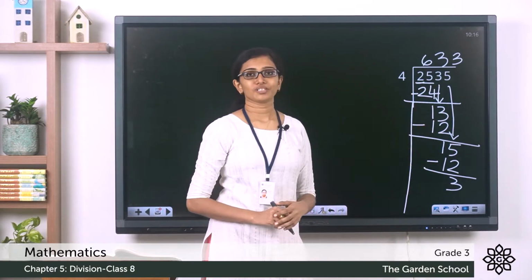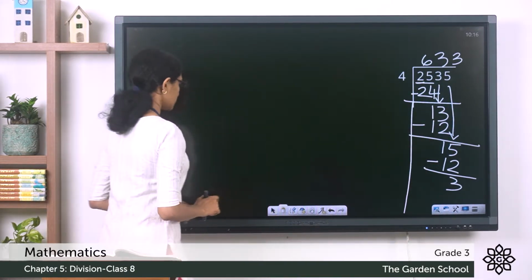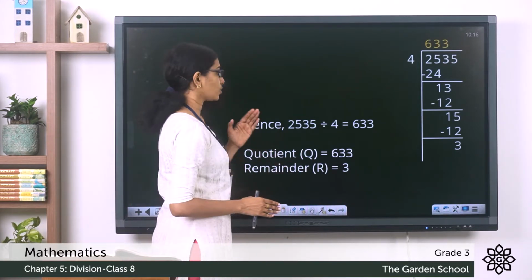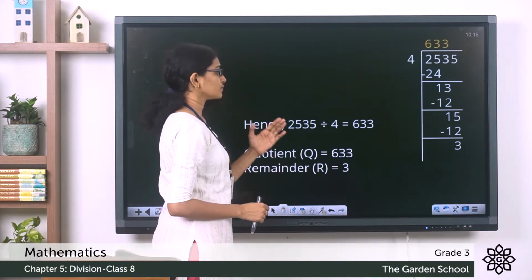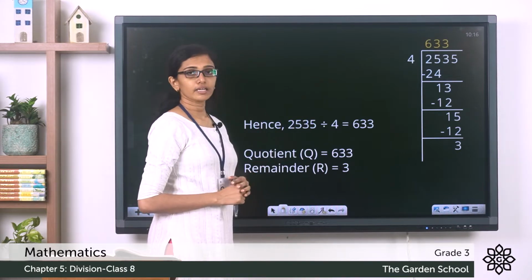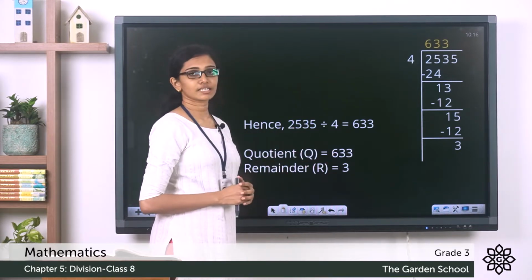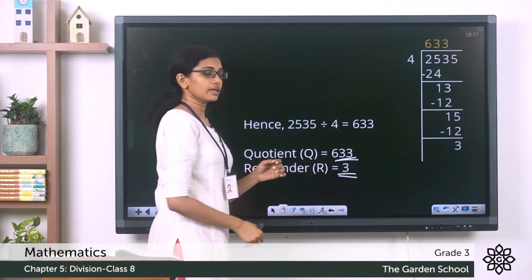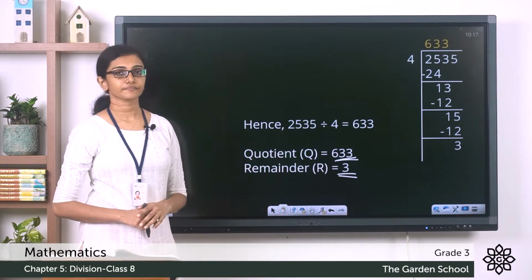Do we have any more digits to bring down? No. So let's stop the division. And we get the quotient of the division 2535 by 4. The quotient is 633 and we have a remainder, and the remainder is equal to 3.